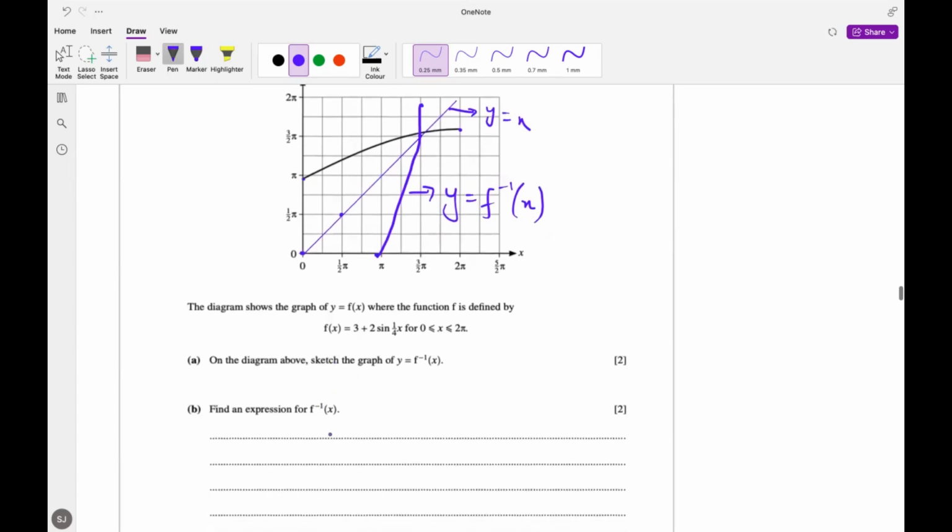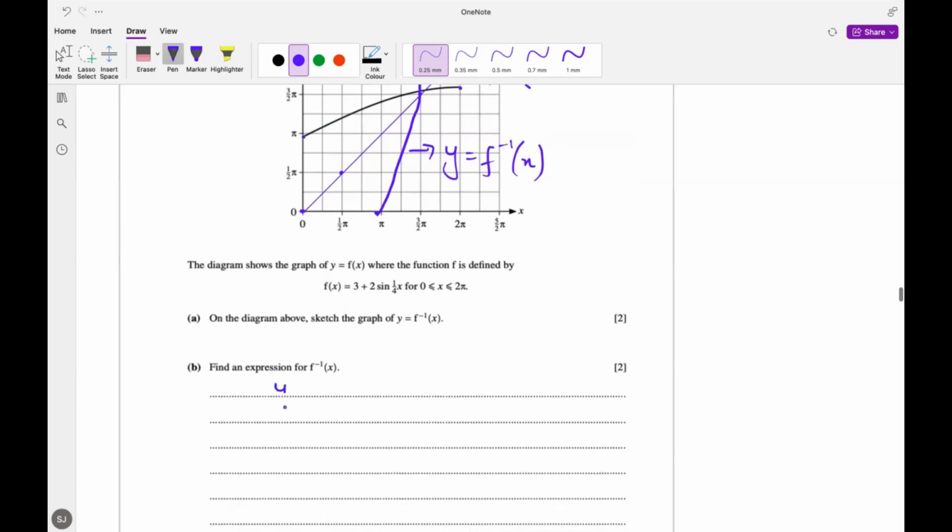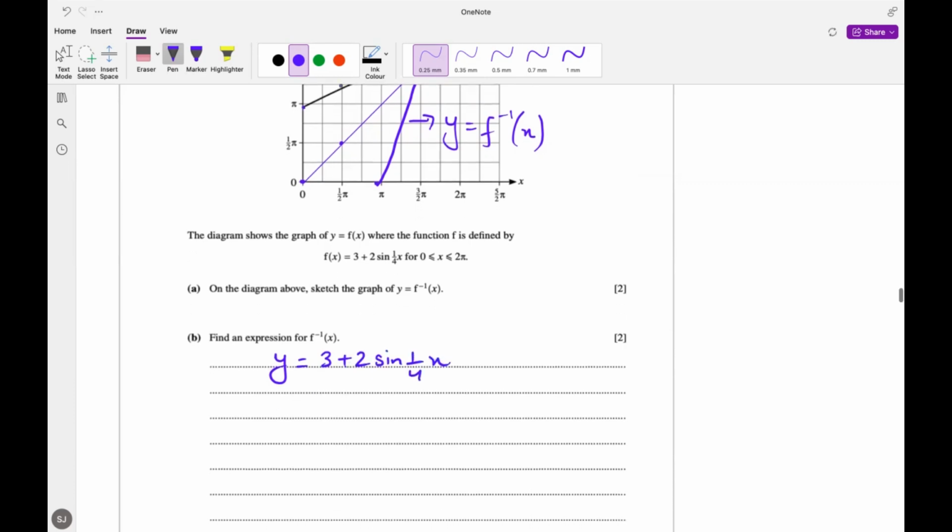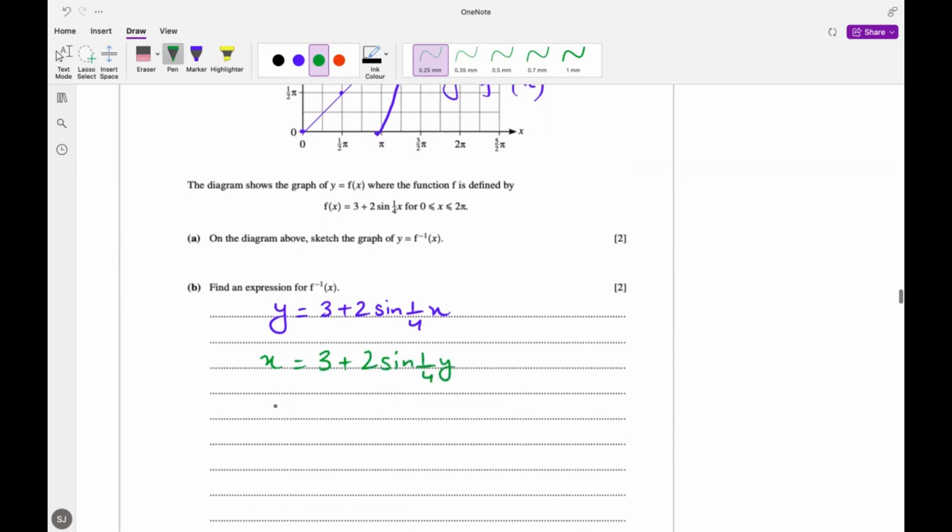In part B, we have to find an expression for f inverse of x. To find an expression, in the first part, we will replace f of x with y. So this will become y equals 3 plus 2 sine 1 upon 4x. Now in place of y, we'll put x, and in place of x, we'll put y. So this will become x equals 3 plus 2 sine of 1 upon 4y. Taking 3 on the other side, this will become x minus 3, and dividing by 2, this will become x minus 3 upon 2 equals sine of 1 upon 4y.